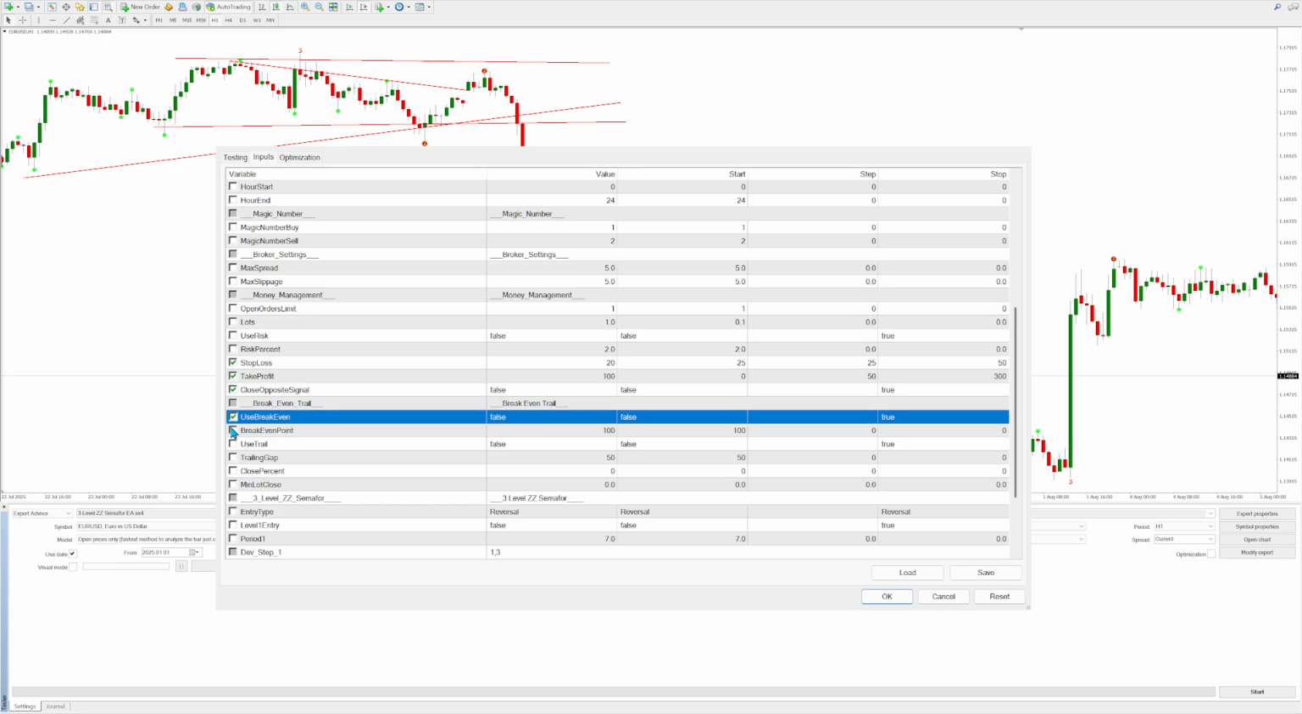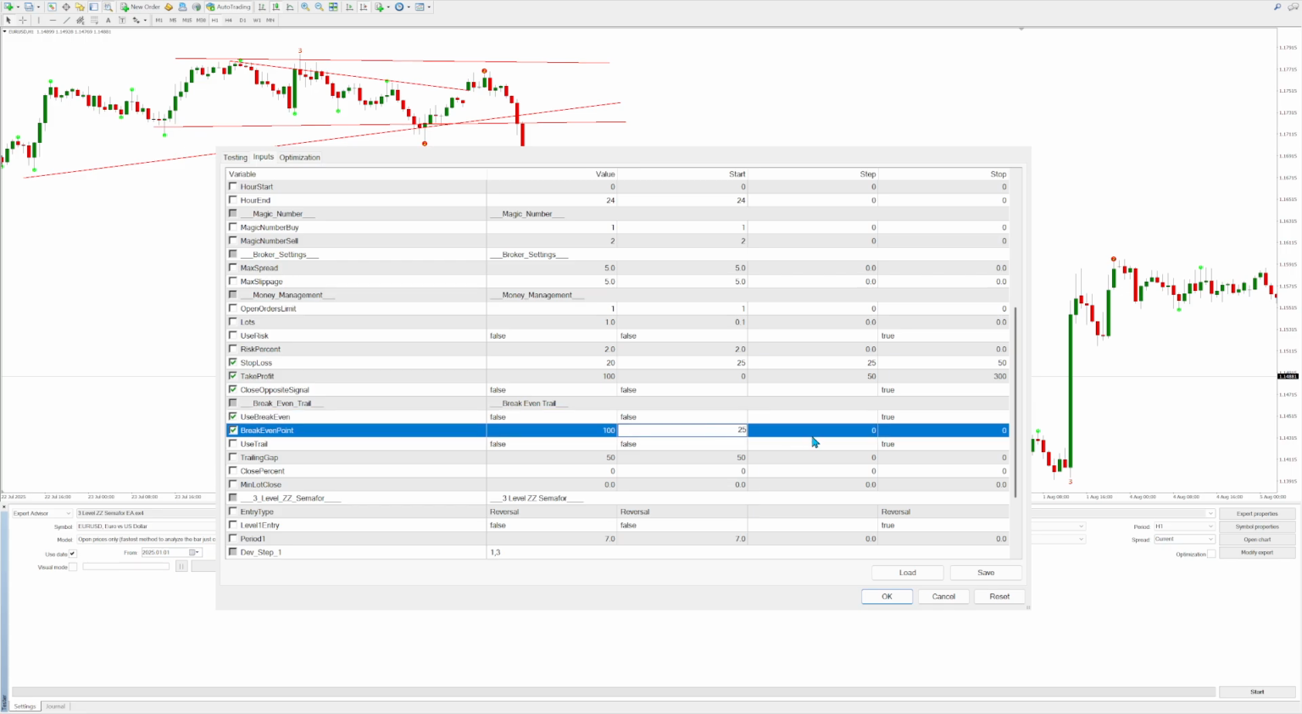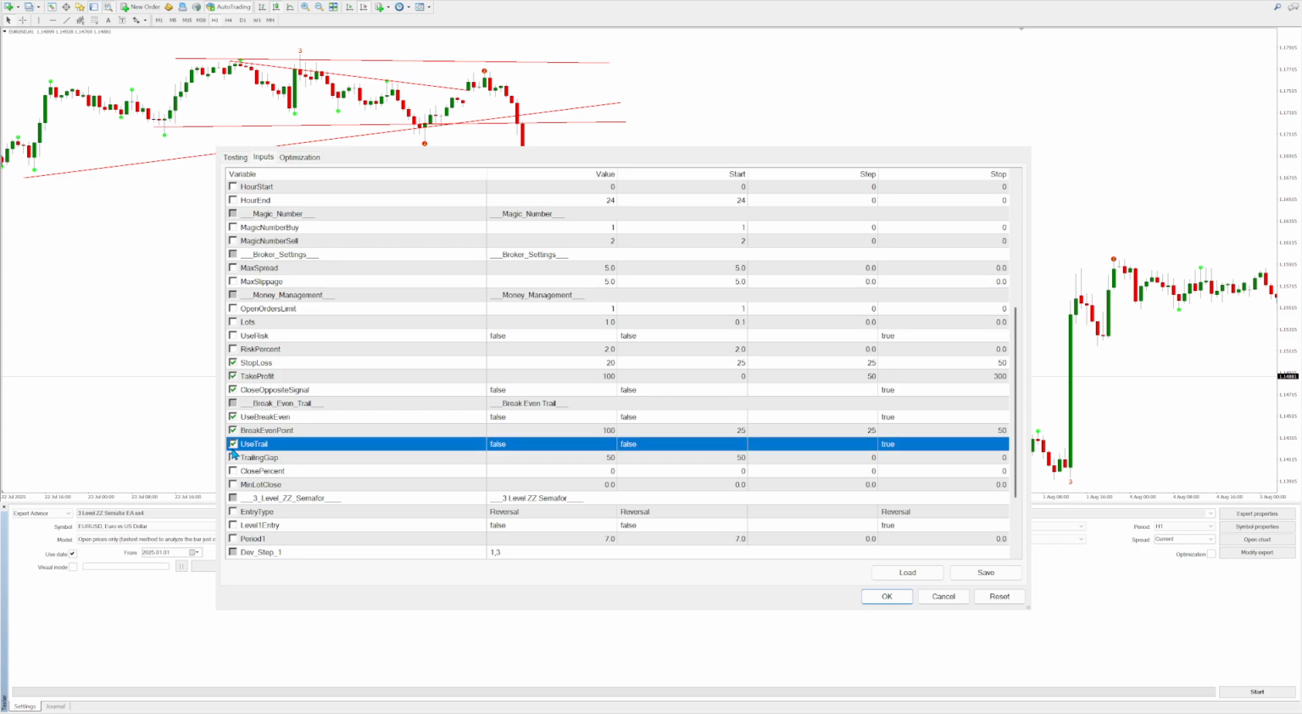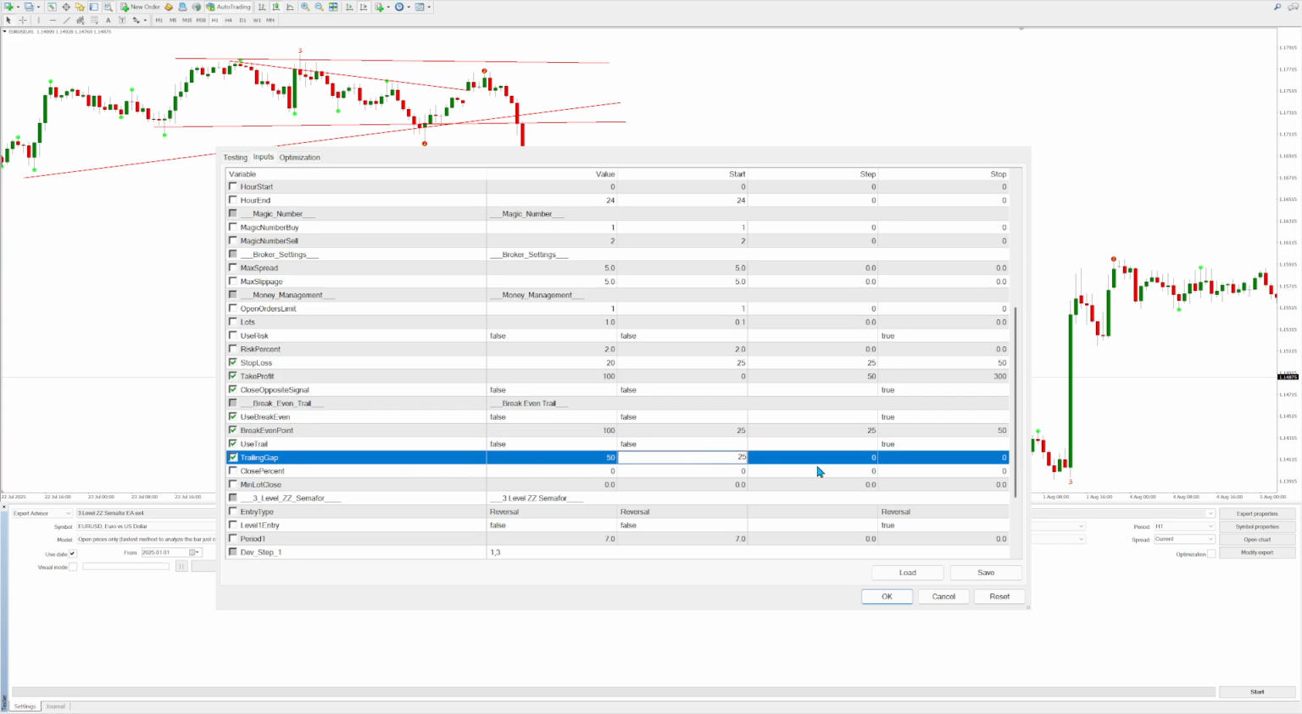Break even, true or false again. Break even point, so we'll start at 25, go up in 25, and I think we'll stop at 50 for that. Use trail, true or false. Trailing gap will start at 25, go up in 25, and again stop at 50.